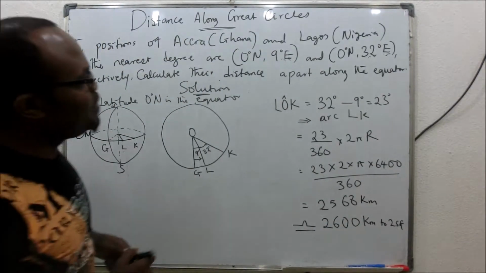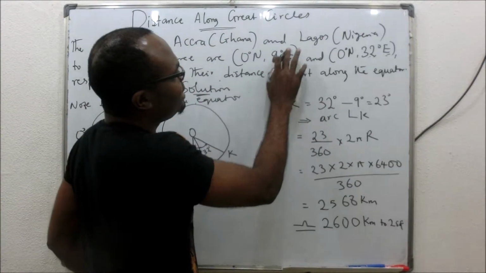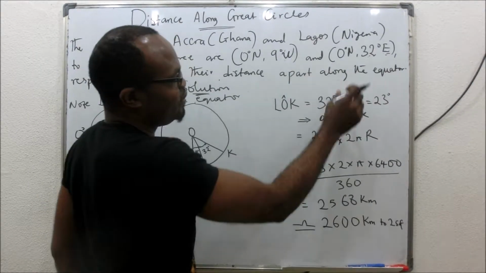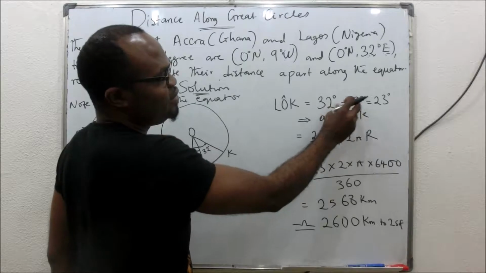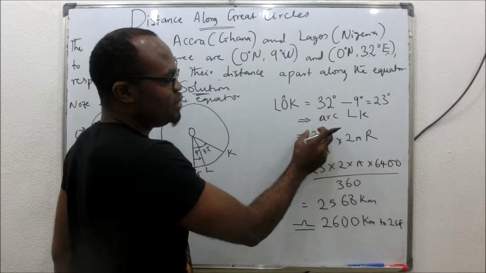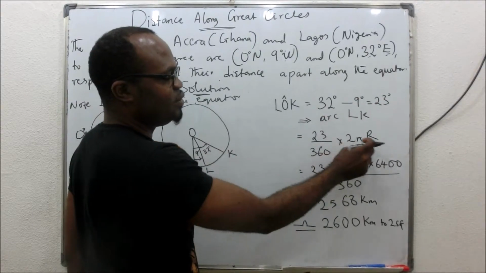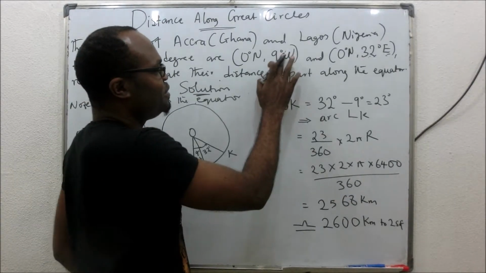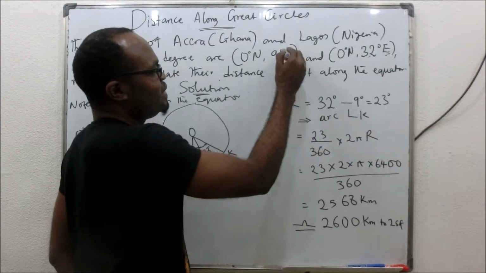Now, had it been that we have 39 west, this one is west and this one is east, you have to add the two of them. So anything you get from adding the two of them, put that over 360 times 2 pi r. It becomes the answer. So you see that this is very simple. You don't need to suffer yourself much.